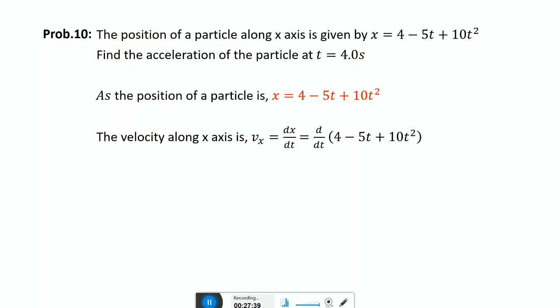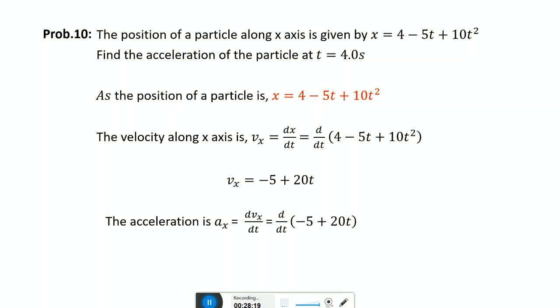The velocity along x-axis, that is Vx is equal to dx by dt. Putting value of x, we get d by dt of 4 minus 5t plus 10t square. Means take derivative of x with respect to t, which is equal to minus 5 plus 20t. Derivative of 5t is 5, minus sign as it is. Derivative of 10t square is 20t. So we get Vx is equal to minus 5 plus 20t.